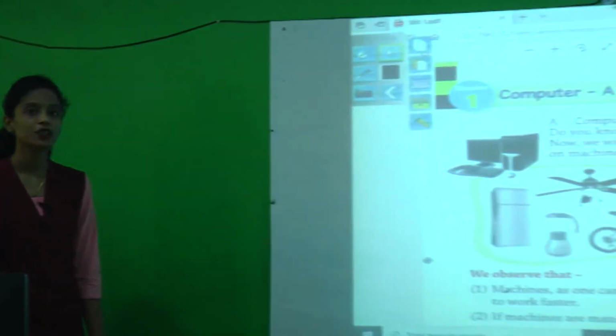We will see what we saw in the last lecture. We saw our lesson number 1. What is the lesson name? Computer, a machine. We will see what we saw in this chapter. Okay? Computer is a machine.